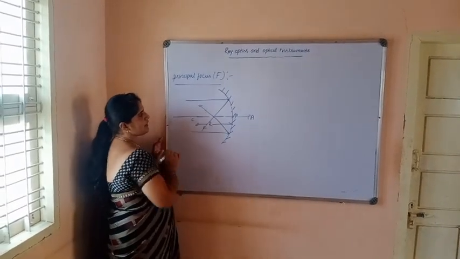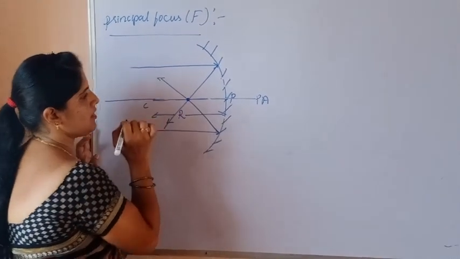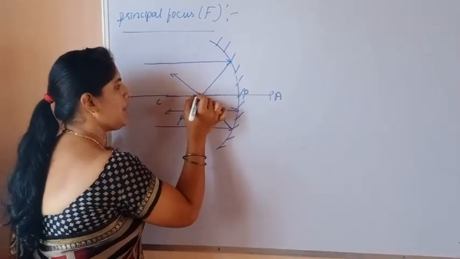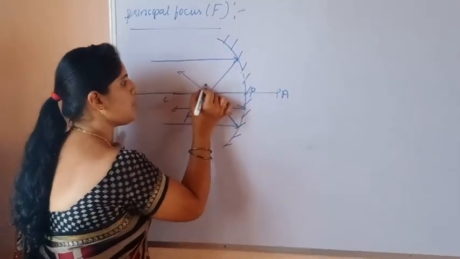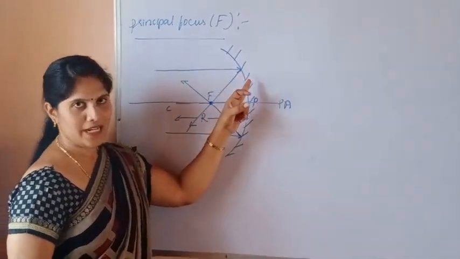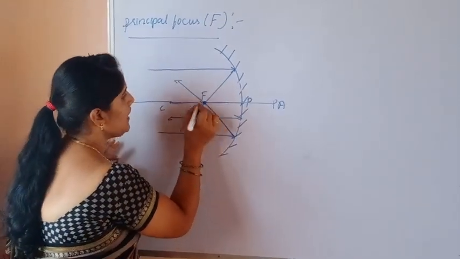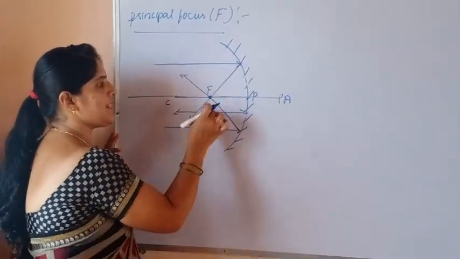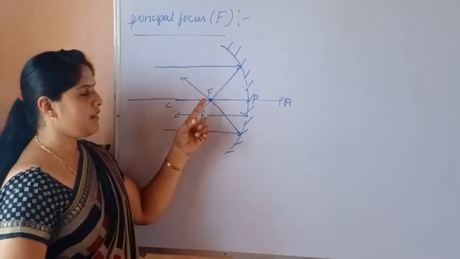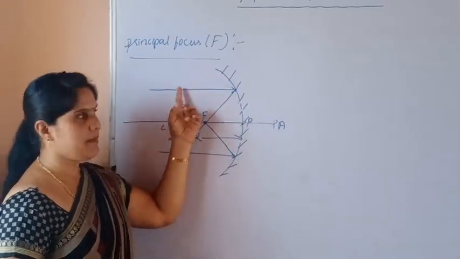Like this. That means the reflected rays are focused. That means they meet at a point. The reflected light meets at a point. That point is known as focus. When a parallel beam of light is incident on the spherical surface, the reflected rays are focused at a point or appear to meet at a point. That point is known as principal focus or simply focus.